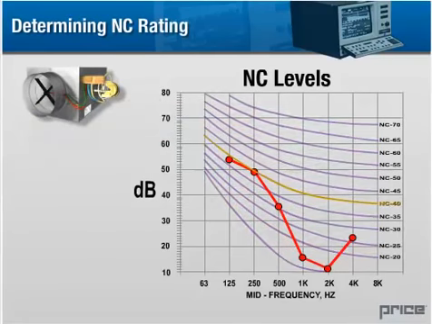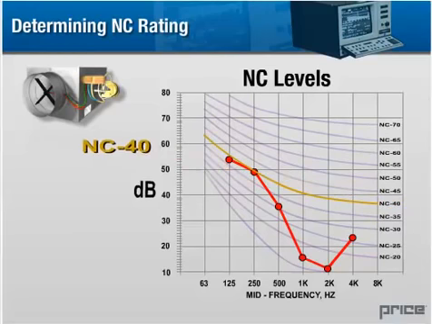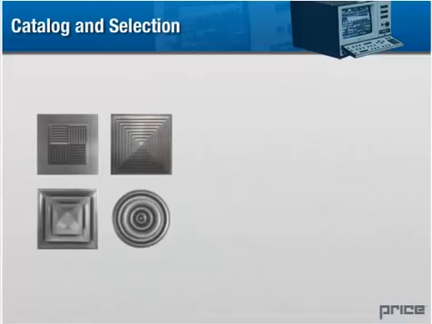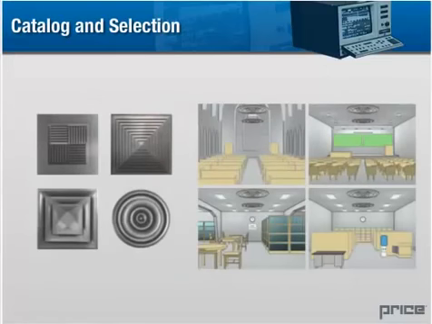The lowest NC curve under which all of the test data fits is considered to be the device's NC rating. An NC rating is a single number that represents the perceived sound level of a device and is commonly used to rate noise levels of air distribution products. The catalog and selection. How do we determine whether a product is acoustically suitable for a specific environment?